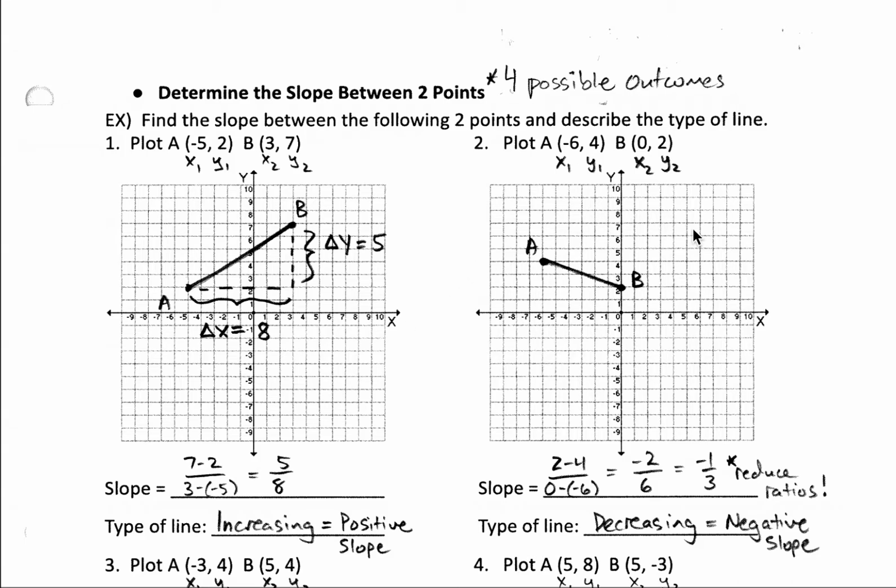And number 2, we got our second possible outcome. This time between our 2 points we have what's called a decreasing line. So we should get a negative slope value. Let's see what happens when we evaluate it.